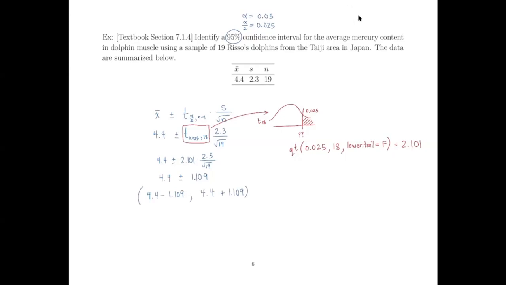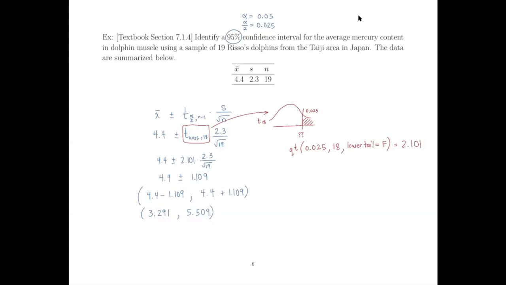So that means my lower bound here is 3.291 when I round, and my upper value is 5.509 when I round. And make sure that you've got those in the right order. I've been noticing some students mixing up the order, so make sure that the lower value, the one that comes from the minus, comes on the left side, and the larger number with the plus sign is on the right. That's important formatting.